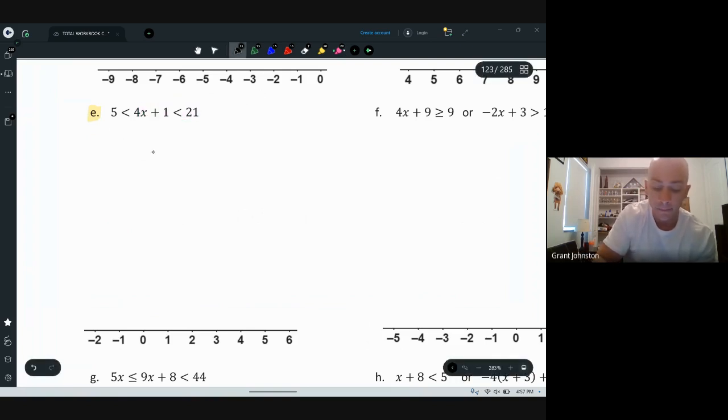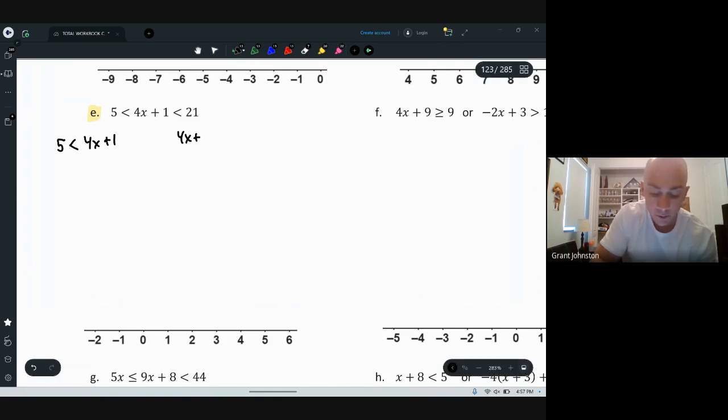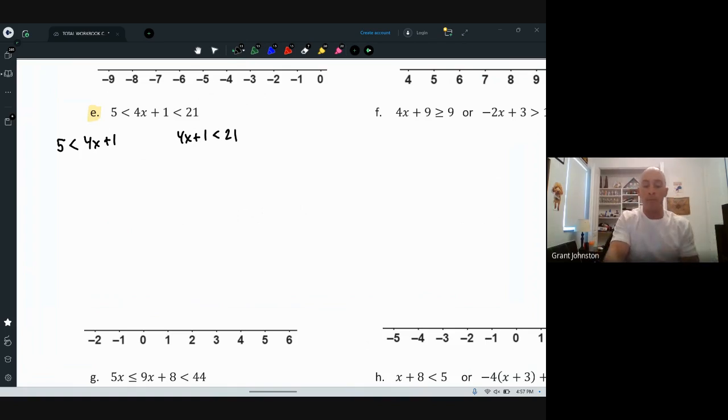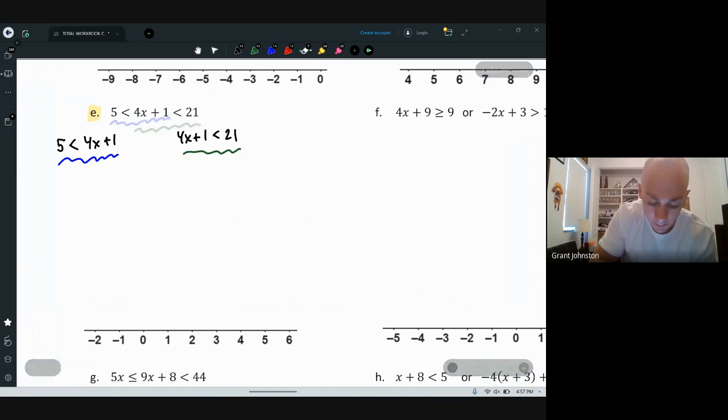So the first one will be 5 is less than 4x plus 1. And then I also have the other inequality, 4x plus 1 is less than 21. So I just broke them up. Again, I did this, this, and then this is this. So I just broke it up. Let me erase that, get that out of the way. Okay. And then solve it.